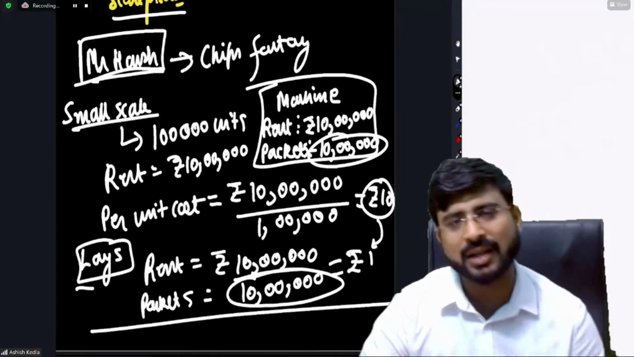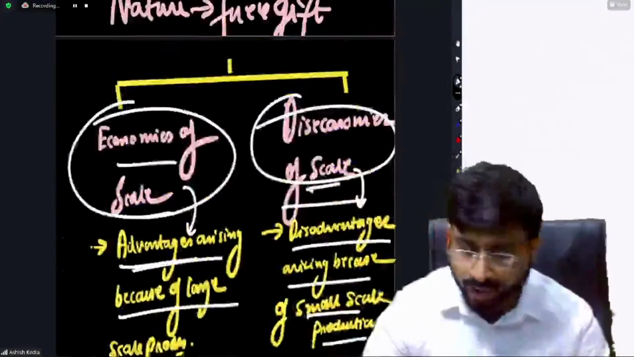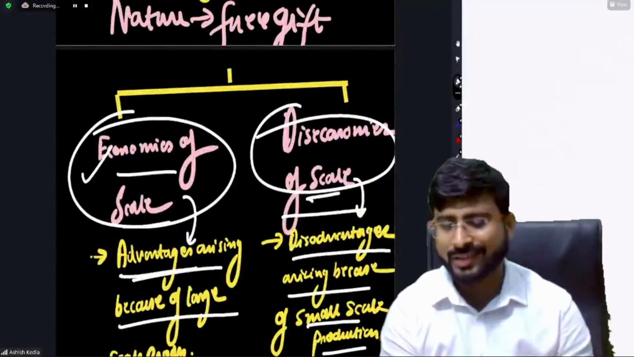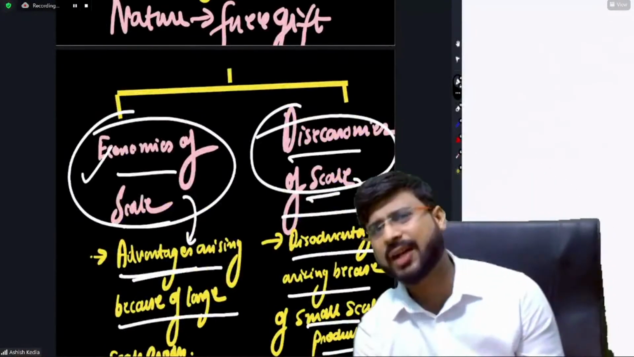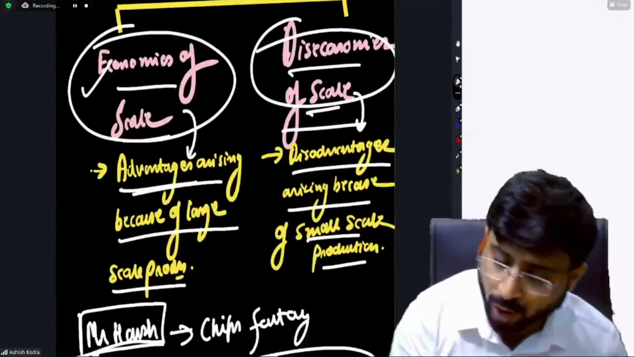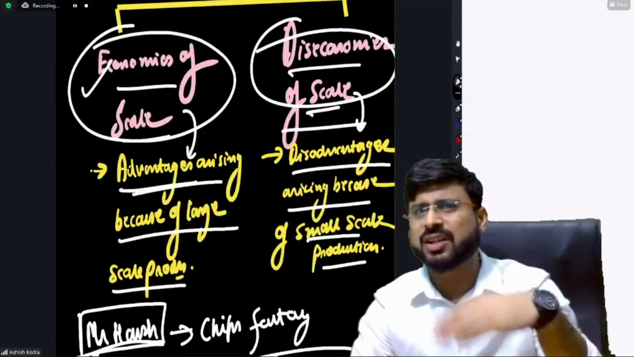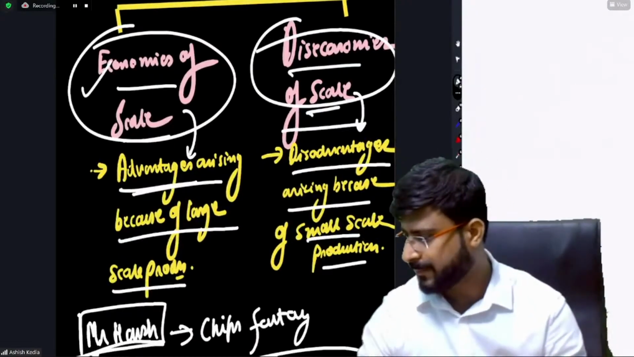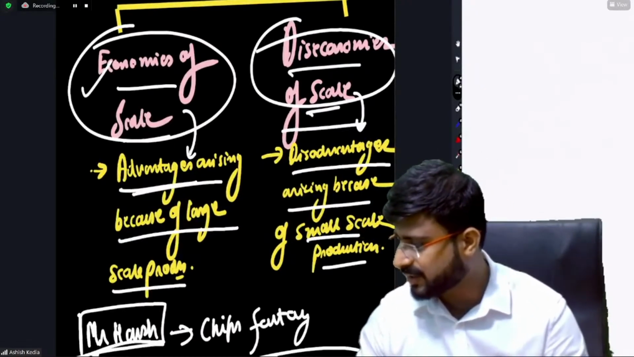This advantage that we are referring to is called economies of scale. And the disadvantages, maybe because of large scale or small scale production, is called diseconomies of scale. We will discuss this more in cost also. But have you understood this much, everyone?